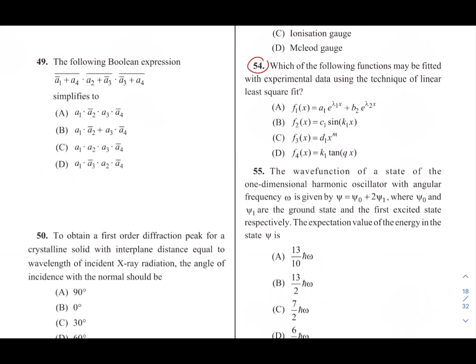Problem number 54. Which of the following functions may be fitted with experimental data using the technique of linear least square fit? A polynomial can be fitted. So option C is the correct answer.